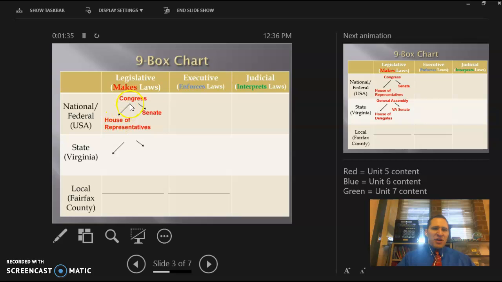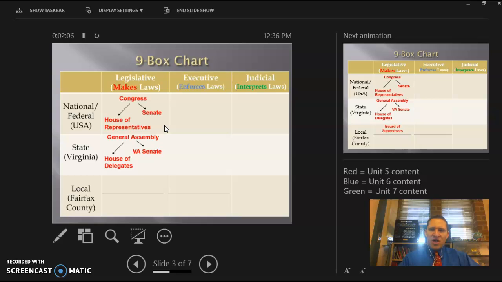It's made up of 2 parts that we've talked about several times throughout the year. The House of Representatives based on population, the Senate based on 2 per state. It's 435 members of the House and 100 members of the Senate currently. Okay. Going down, in Virginia, our government is similar. It's structured similarly. Ours is called the General Assembly, and it is made up of 2 parts, the House of Delegates, which has 100 members, and the Virginia Senate, which has 40 members.